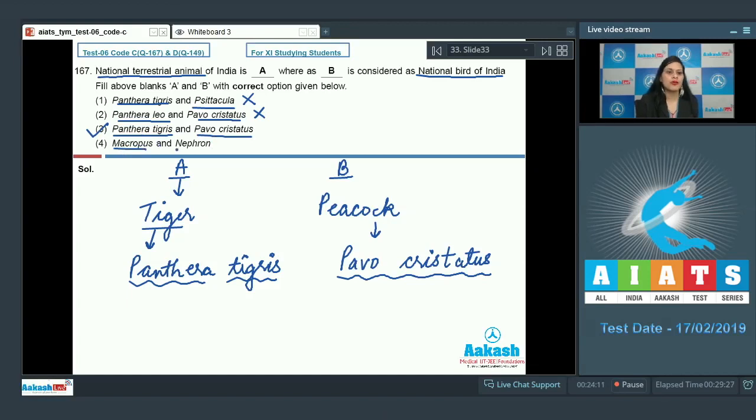The last option is Macropus and Neophron, and this is an incorrect option. Macropus, which is commonly known as kangaroo, belongs to the class Mammalia, and Neophron, which is commonly known as vulture, is not the national bird. The correct answer to this question is option number 3. Let's proceed to the next question.